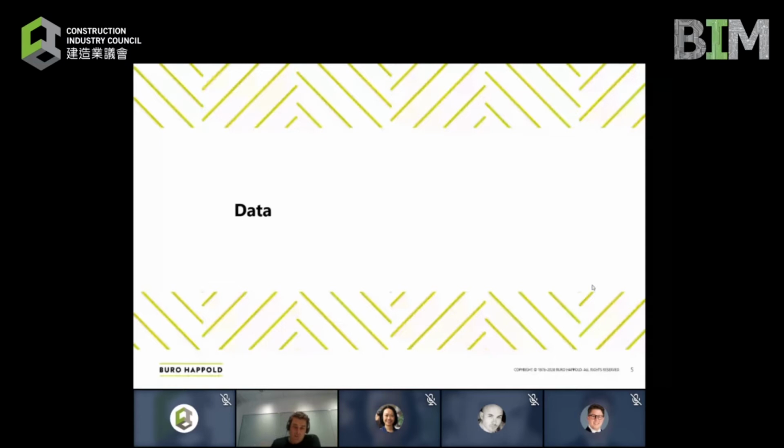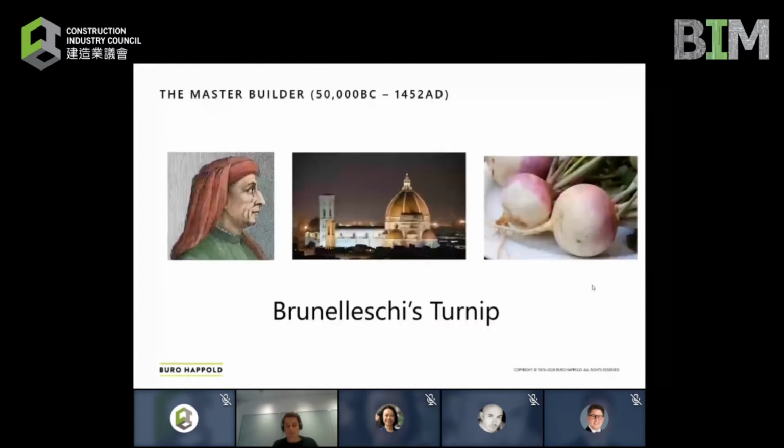Again, like I was saying before, our industry is one that has grown up with different forms of data. If you go back to the age of the master builder, they were using three-dimensional models, whether it was Brunelleschi and little carved turnips, or Gaudi and hanging chain models. That was the encapsulation of the data that represented the design and the building.